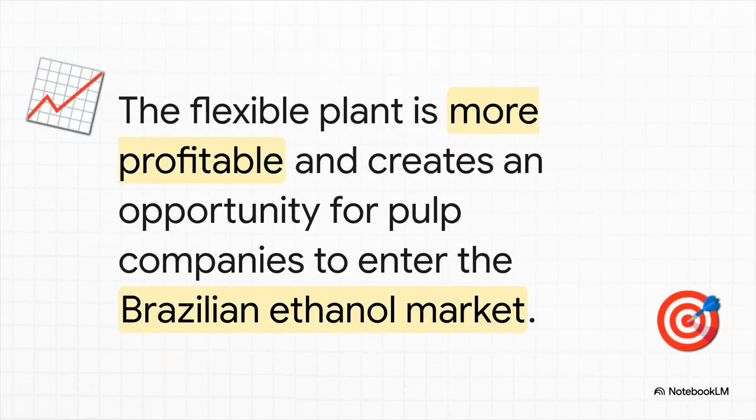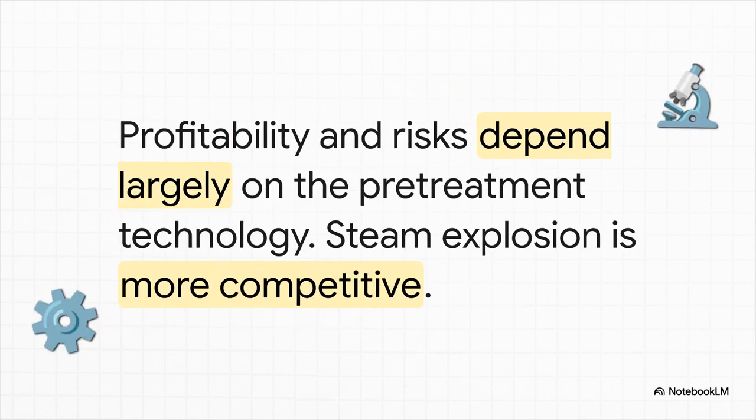See that? Boom. Right out of the gate, they hit you with the main finding. There's zero ambiguity here. The flexible plant is more profitable. It is the direct answer to their research question. Next up, they move right into the interpretation. They're adding nuance, they're adding context. That profitability isn't just a simple fact. It depends on the technology they used. This is the how and the why that supports that big main finding.